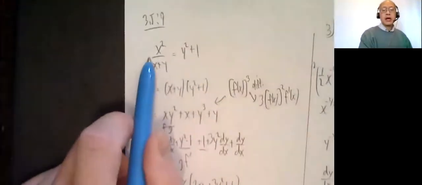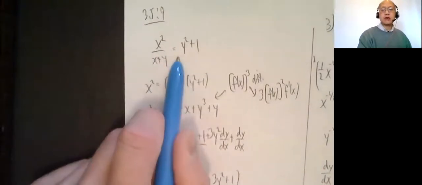All right, so those are those. I'm going to go back and do some other ones for you from this section. So let's see, 3.5 number 9. x squared over x plus y equals y squared plus one.